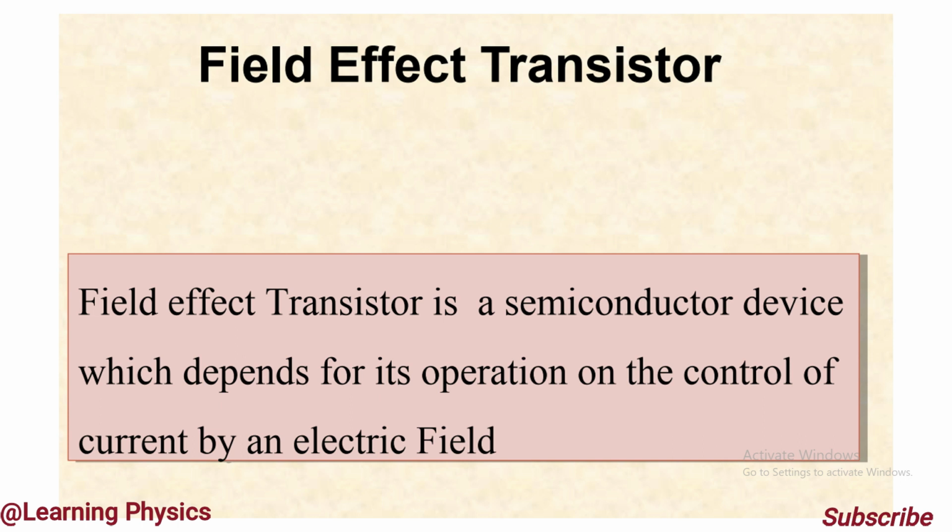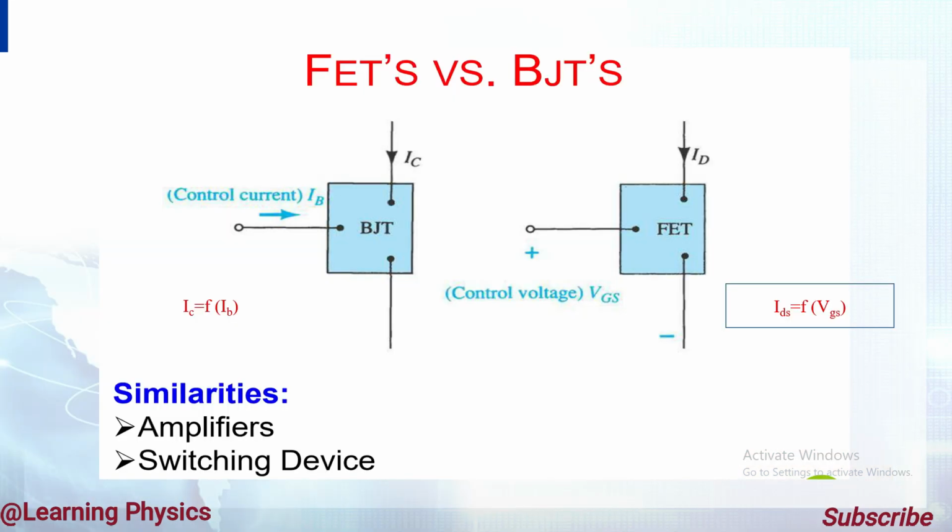Field effect transistor is a semiconductor device which depends for its operation on the control of current by an electric field. In BJT, we mostly use base current, but here we control the field effect transistor by an electric field. And these are some similarities of FETs and BJTs.